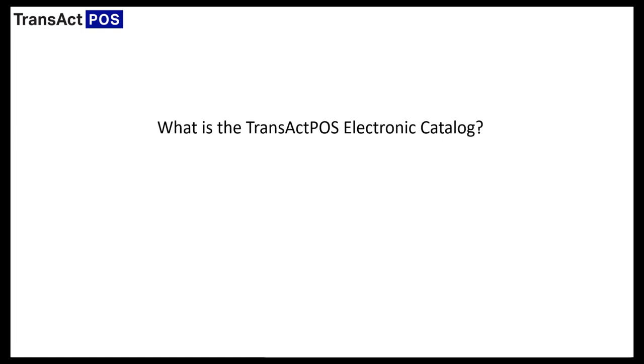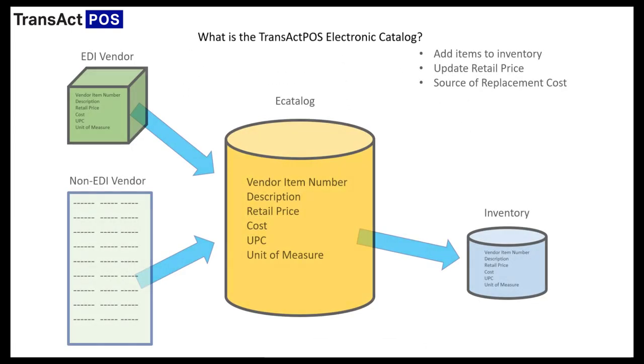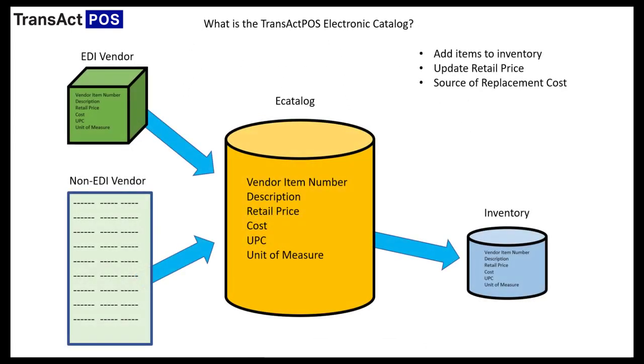Within TransActPOS, there's the electronic catalog. What is it? Let's go look and see what it is. In the center of this diagram is the electronic catalog. It contains information about available products from your vendors.